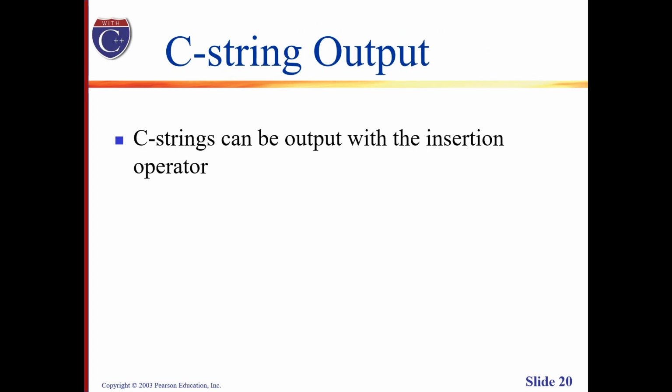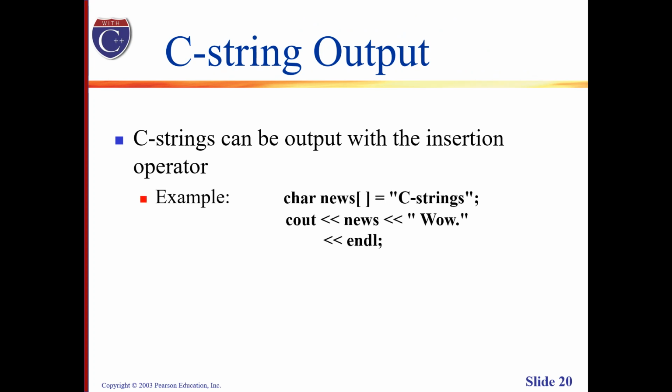Let's talk about the C-string output. C-strings can be output with the insertion operator, just like the following example. As we can see here, we declared and initialized a C-string variable with the following content. And we can simply display its content using cout, just like this one.